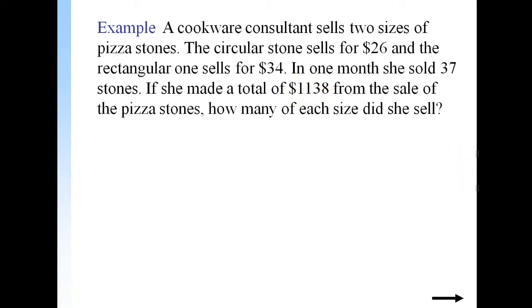Well, this one is very similar to the one we've done. So here we have circular plus rectangular stones. And how many did she sell altogether? 37. Now, what's the cost of the circular? 26. And the others, 34.